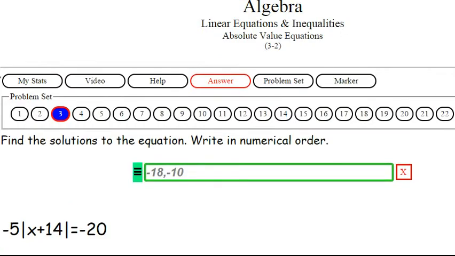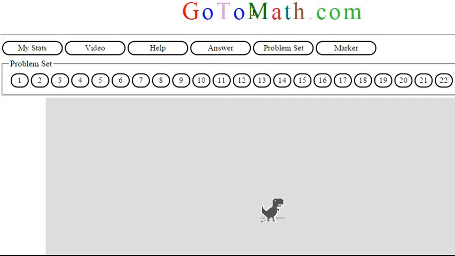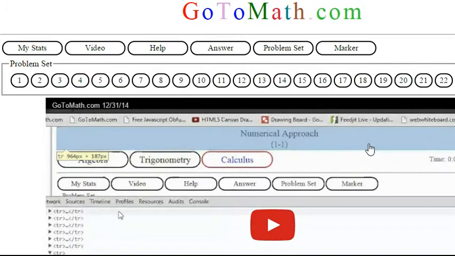We are somewhere. Refresh the page. We're over here at gotomath.com. Look, there's Tyrannosaurus Rex. I guess we lost internet connection. That must be what's going on here. I took a short break, and we lost internet connection. Anyway, so we're over here at gotomath.com.